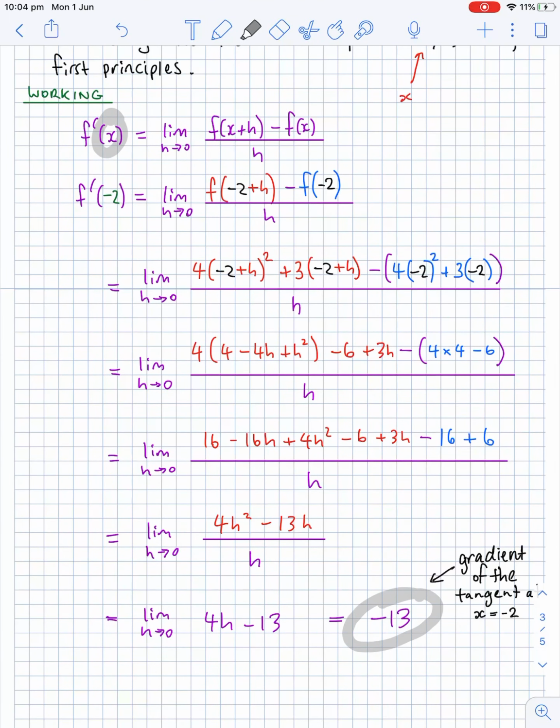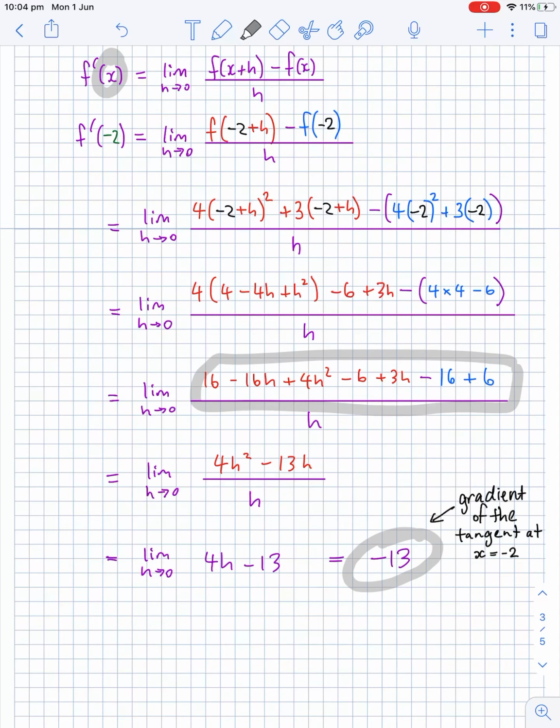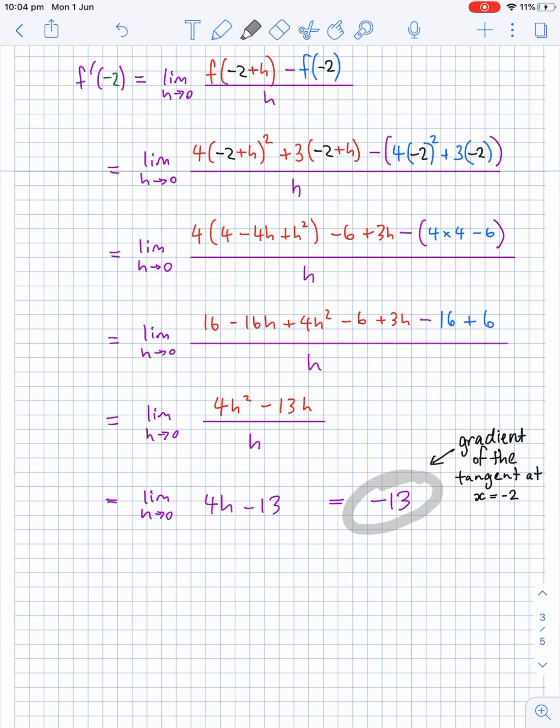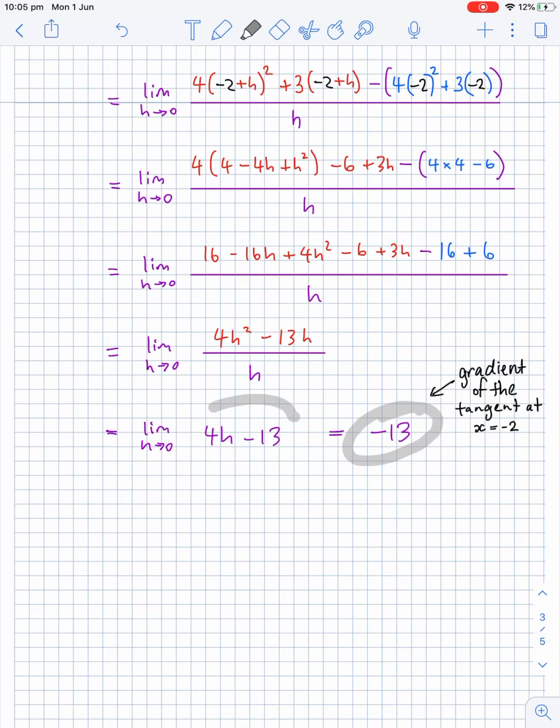I expand this bracket again to get all this stuff here. This bracket can expand to give minus 16 plus 6. And then finally, like terms here can simplify. Our 16s will cancel. Our minus 6 and plus 6 will cancel. You're typically going to see lots of things cancelling. Minus 16h and plus 3h gives us minus 13h. And our 4h squared comes down as well. This h is going to cancel with one of those h's, and with minus 13h, that h and that h are going to cancel as well. That gives us a final expression of 4h minus 13.